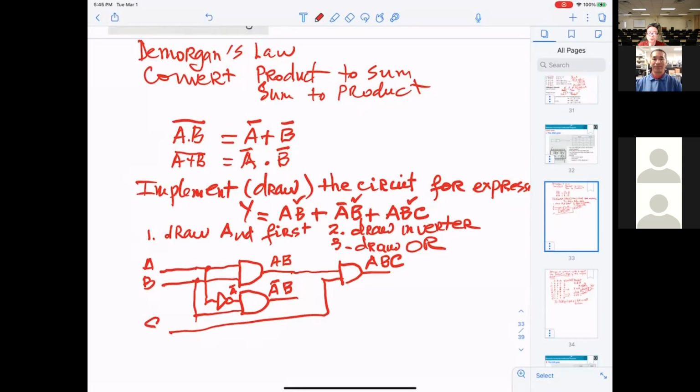And now we have to draw for the OR. This is the first OR here. A and B, OR with not A and B. A and B here, not A and B here. So you get an OR gate.